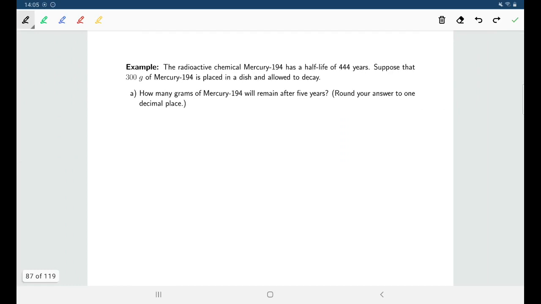So first, let's just talk about some decaying chemicals. We've got mercury 194, and that chemical has a half-life of 444 years. So every 444 years, half of those mercury atoms would have decayed and become a different substance. And so the question that we have is, we start out with 300 grams of mercury 194. We're going to just place it on a dish and let it do its thing. And then we want to know, if we were to come back 5 years later, how much of what's in the dish would be mercury 194.